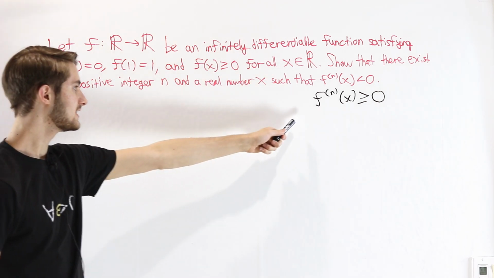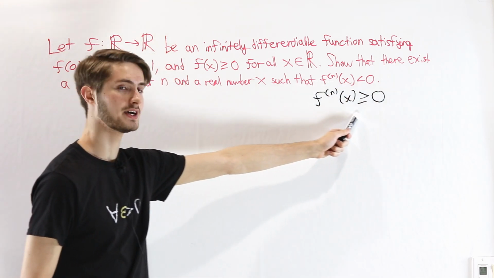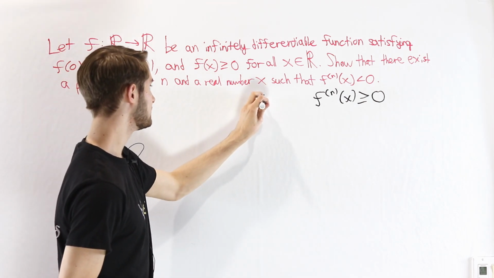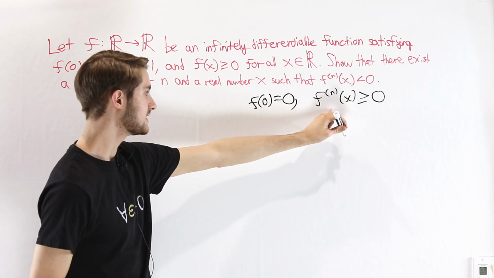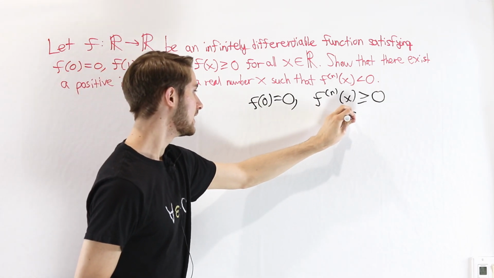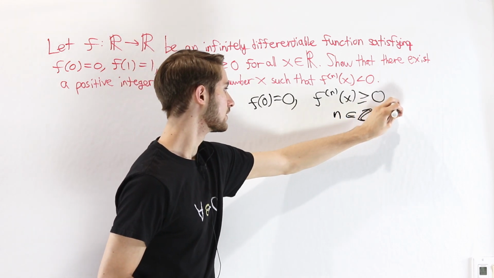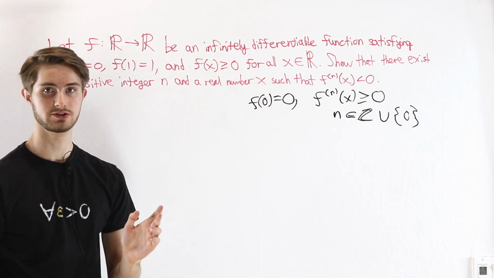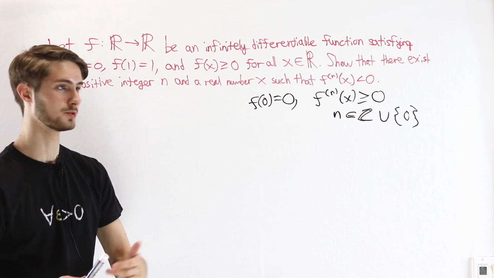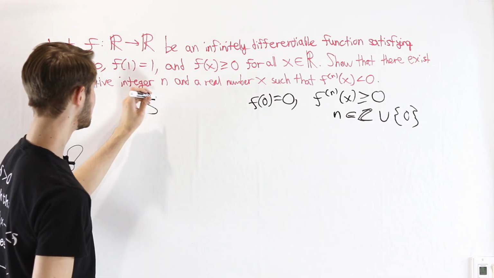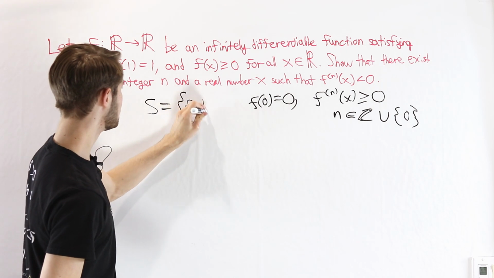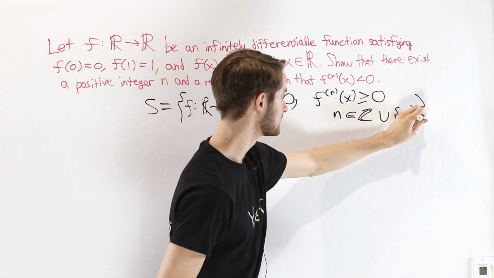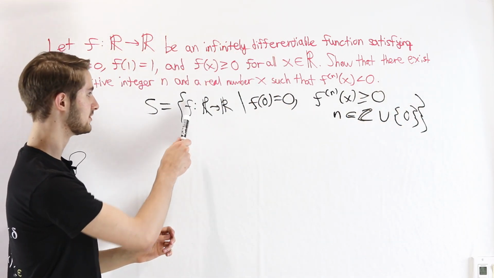To do that, we need to investigate the set of functions that satisfy this identity. So let's take a look at what functions we're considering. We want f(0) to equal 0, and we want this identity to hold true for all n elements of the positive integers or 0. These two conditions define a set of functions, and we are going to name this set so that we can do some more work with it. We're going to call S the set of functions from the real numbers to the real numbers such that these two identities will hold for that function.